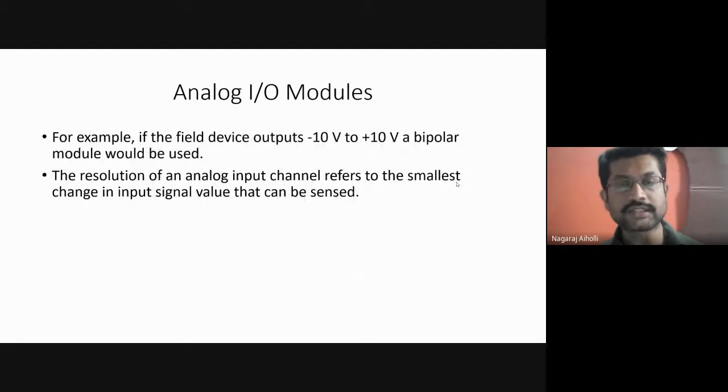Resolution is the smallest change in the input signal that can be sensed or detected by the PLC. Such a small change in the input signal which can be detected is called the resolution.